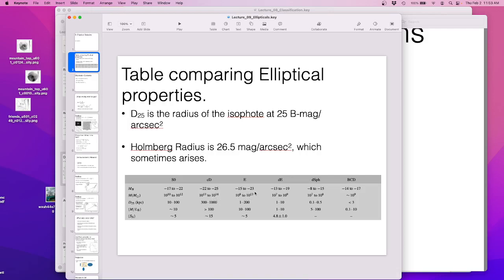Your standard ellipticals range from smaller than to larger than the Milky Way. 10 to the 8 solar masses isn't very big. 10 to the 13 solar masses is a little bigger than the Milky Way. And we have these dwarf ellipticals and dwarf spheroidals that have masses of like 10 to the 9 or 10 to the 8 solar masses, which are pretty little objects. We're not going to worry too much about those, but we'll talk more about them when we get to cosmology problems.